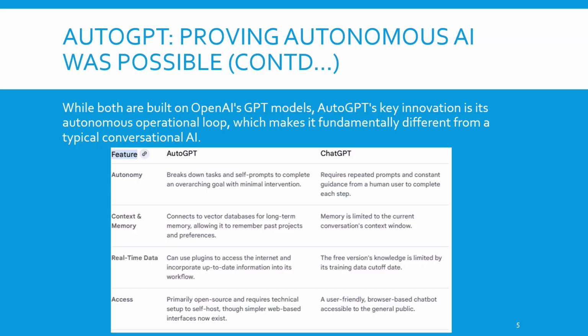Then there is access. AutoGPT has primarily open source access, which requires technical setup to self-host, though there are simpler web-based interfaces. ChatGPT, being a user-friendly, browser-based chatbot, is accessible to the general public. So it's basically similar, but AutoGPT is open source, and ChatGPT in the premium version charges a subscription fee.